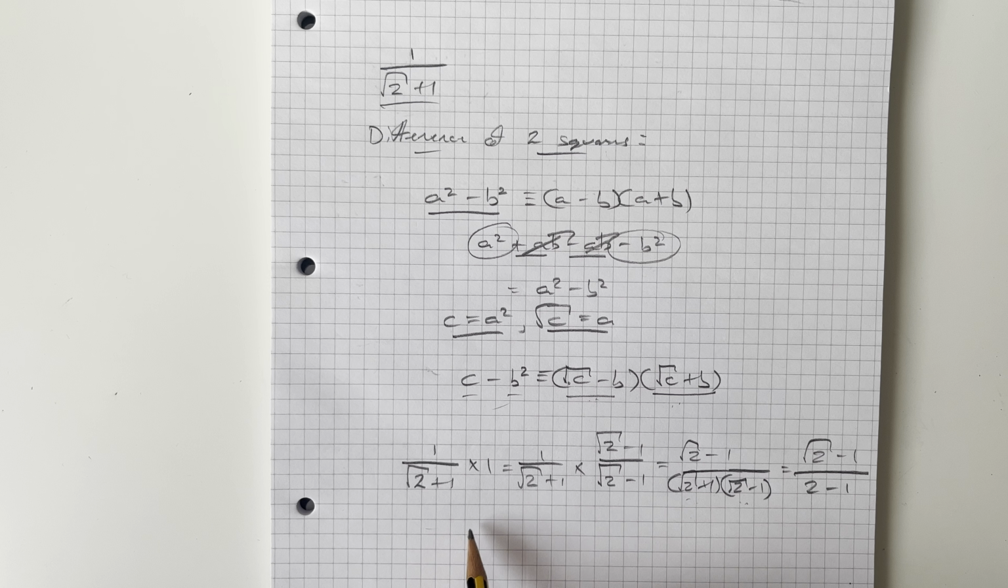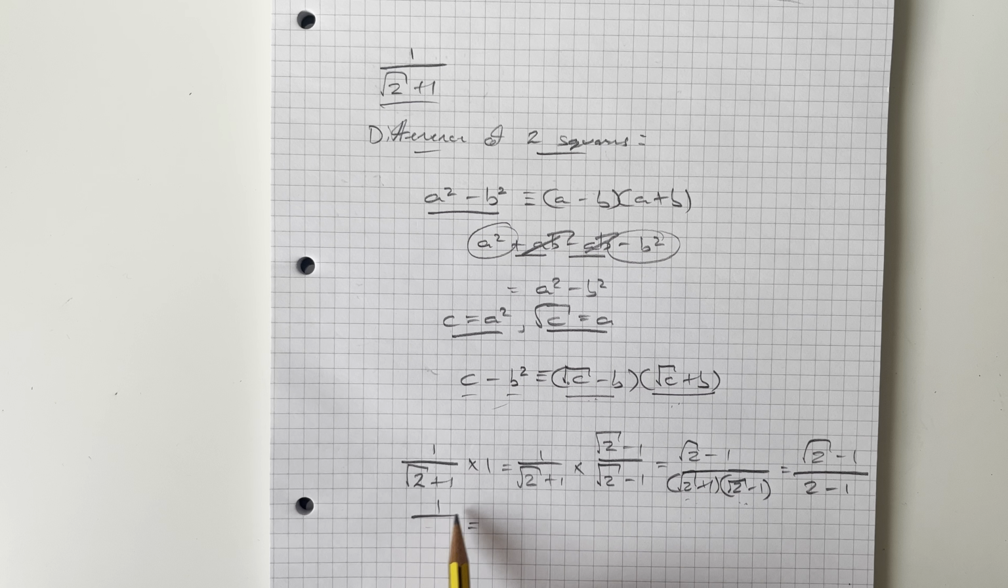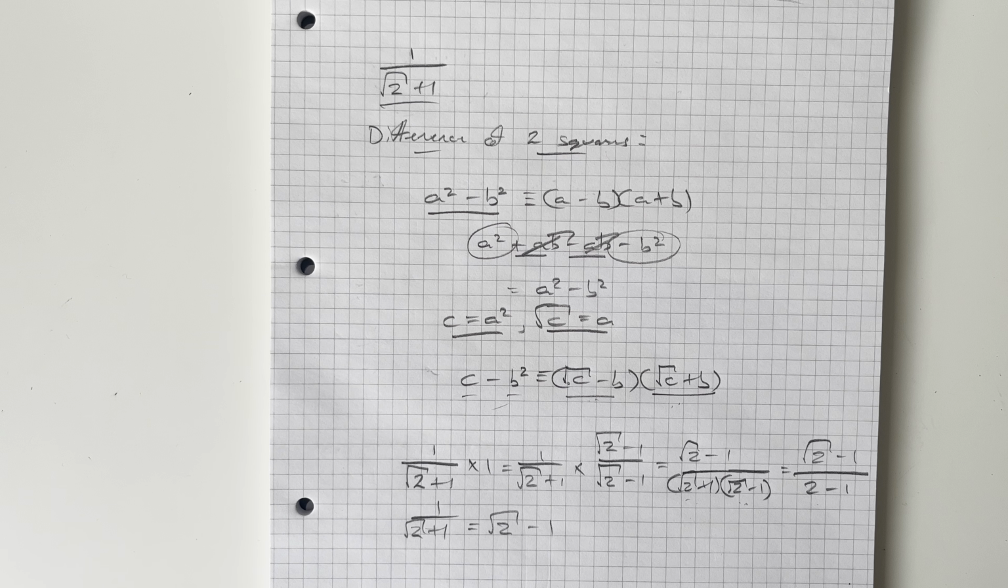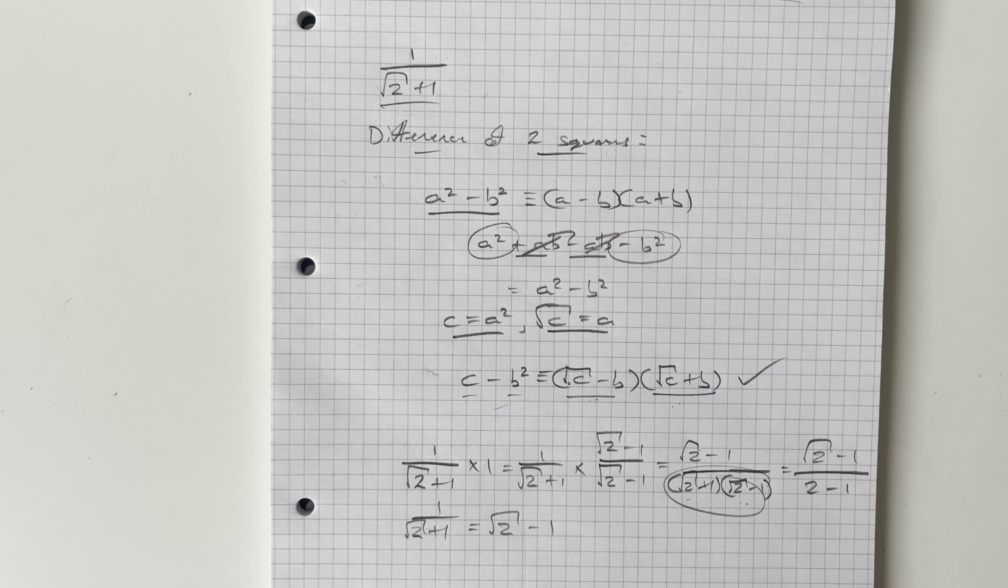So the overall answer is 1 over root 2 plus 1 is equal to root 2 minus 1, as this just evaluates to 1 on the bottom. That was probably the simplest one you'll see. If we have a minus in there, it's the same thing, but this will be a positive. You need to make it so that they have opposite signs, so that you're allowed to use this little rule, the difference of two squares, to get your simplification on the bottom.